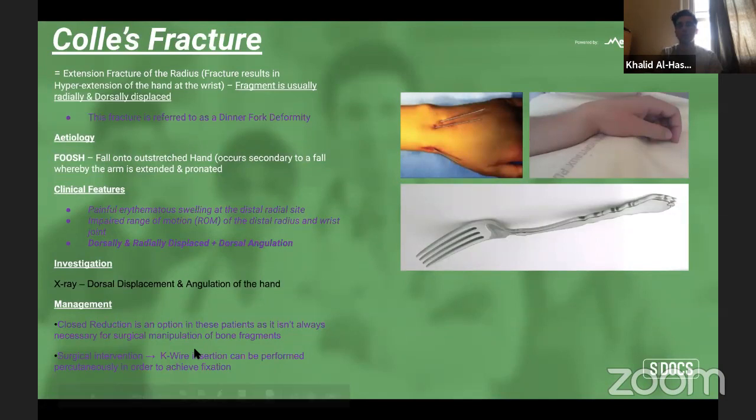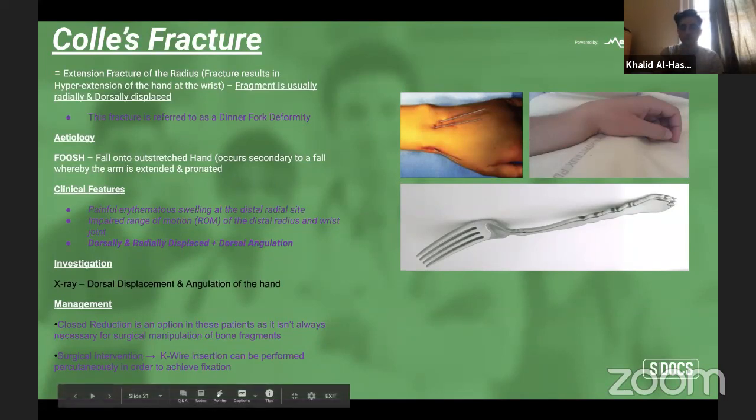If we have 2 simple bone fragments which fit right back into place, we can opt for closed reduction. However, surgical intervention is usually performed when the fracture is massively displaced. For that, we tend to involve the use of Kirschner wires, also known as K wires, which are inserted percutaneously in order to achieve fixation.